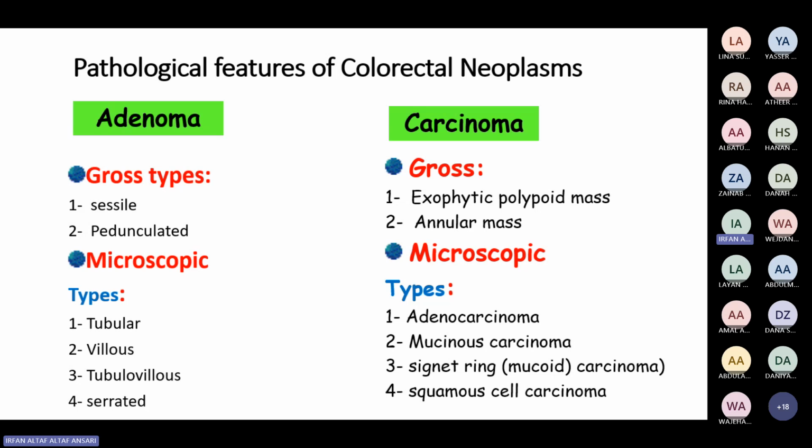Now the pathological features of colorectal neoplasm. Adenoma, they could be sessile or they could be pedunculated. Microscopically could be tubular, villous, tubulovillous or serrated. Carcinoma is usually large, ulcerated, exophytic, a big polyp, a big ulcer, with areas of hemorrhage, necrosis, or you might see the annular. Annular means encircling the entire loop of the colon and causing an obstruction. Types: adenocarcinoma, mucinous adenocarcinoma, signet ring adenocarcinoma, or squamous cell carcinoma.